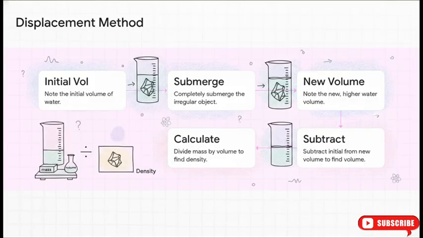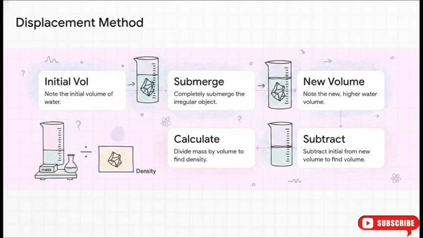Now, finding mass is easy enough, right? You just use a balance. Finding the volume of a perfectly regular cube is just basic everyday geometry. But how on earth do you find the volume of a weird, jagged, irregularly shaped rock? You use the incredibly ingenious 5-step displacement method.